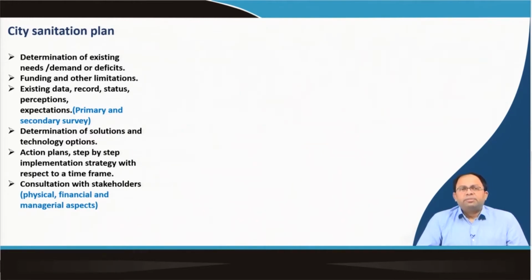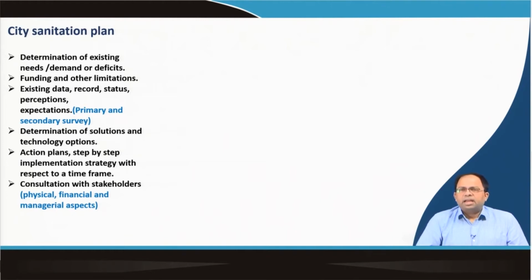Then we have to collect a huge amount of data and records, and then we need to understand the status of the infrastructure. Even though the infrastructure is there, maybe it has been fully choked. That means we have to totally get rid of those kinds of pipes, or we have to redo or rehabilitate those particular sewer networks. Then perceptions and expectations of people are very important. What people want, how much they want, are they willing to pay for it, all these things need to be understood. This could be achieved some through primary surveys, some through secondary data sources.